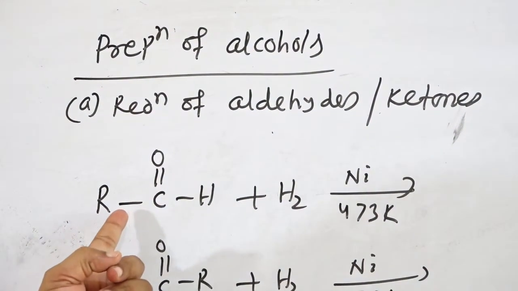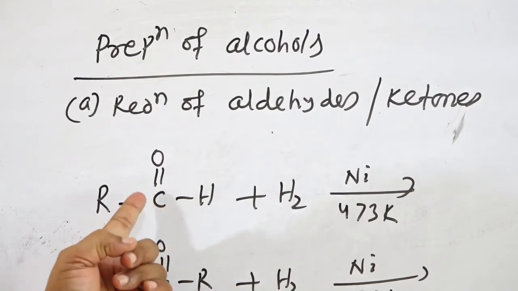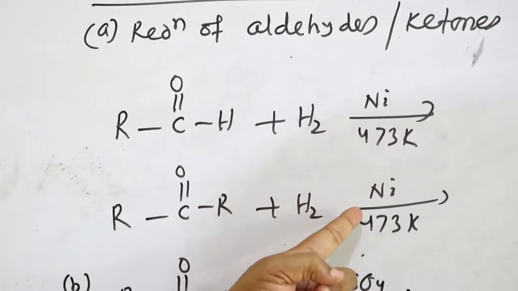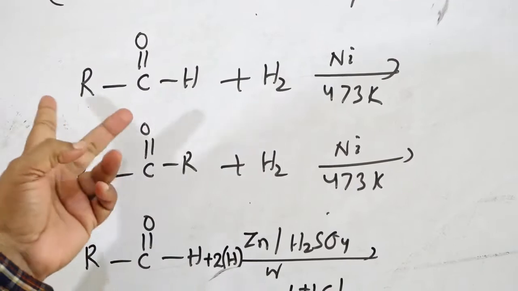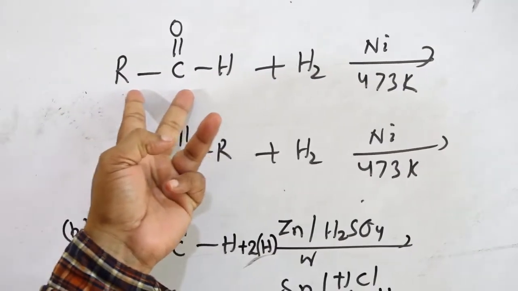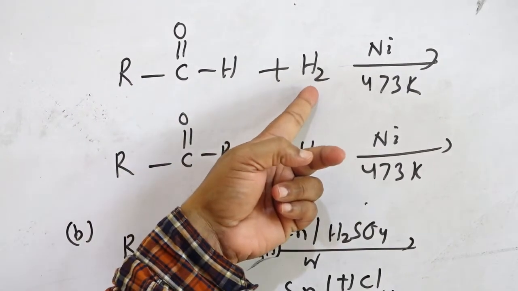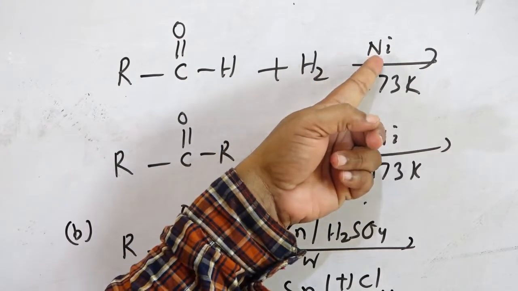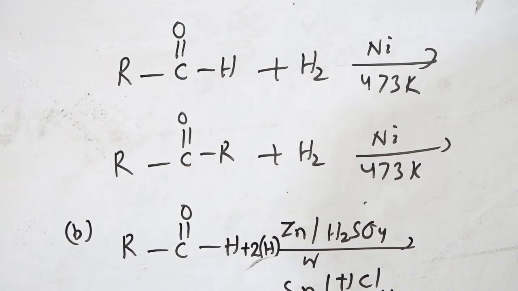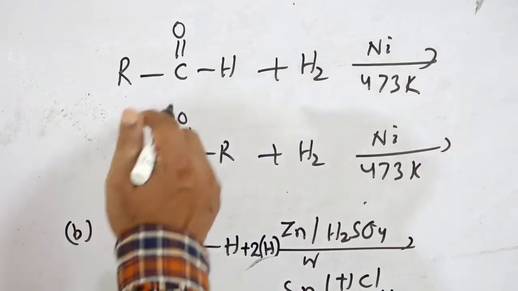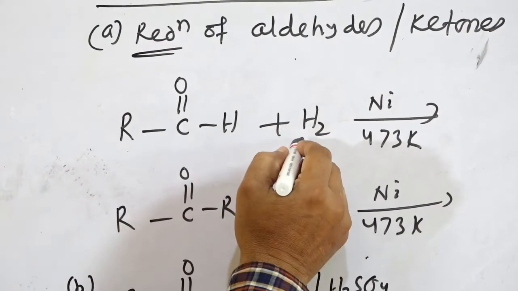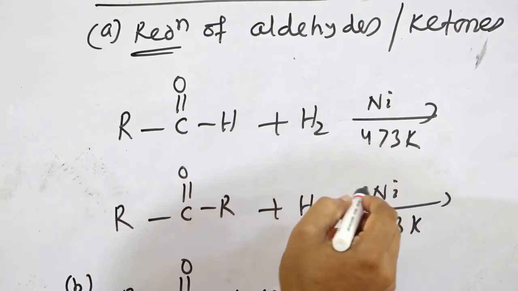So aldehyde, RC double bond O H. The first method is reduction by hydrogen in presence of nickel at 473 Kelvin. The aldehyde is reduced, that is, added with hydrogen in presence of nickel at 473 Kelvin. So this pi bond will break. Reduction means addition of hydrogen, which is added in presence of nickel at 473 Kelvin.